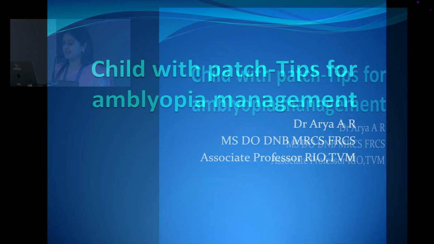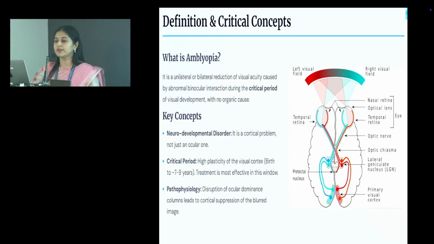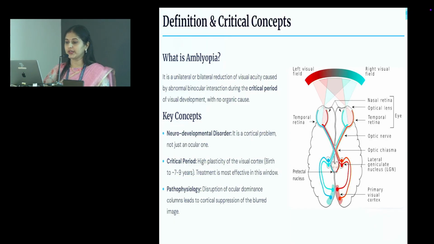So good morning. Thanks to KSOS and Dr. Naina Madam for giving this opportunity. My topic is child with patch, tips for amblyopia management. Before going into the management of amblyopia, as we all know, it's a unilateral or bilateral reduction of the visual acuity, and it is caused by abnormal binocular interaction during the critical period, which is very important.